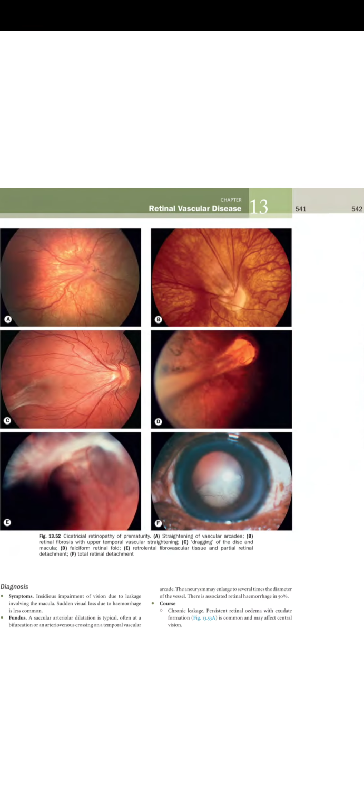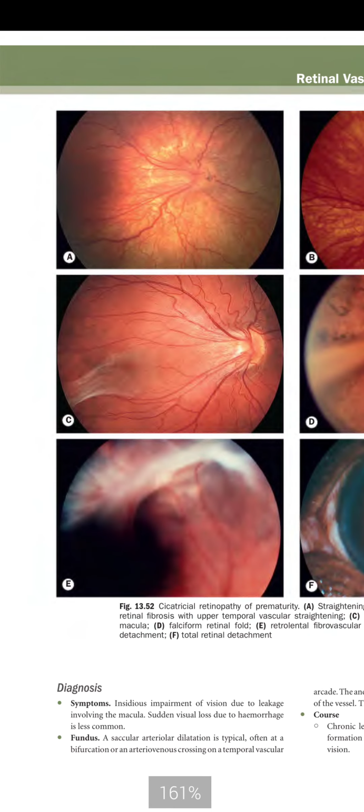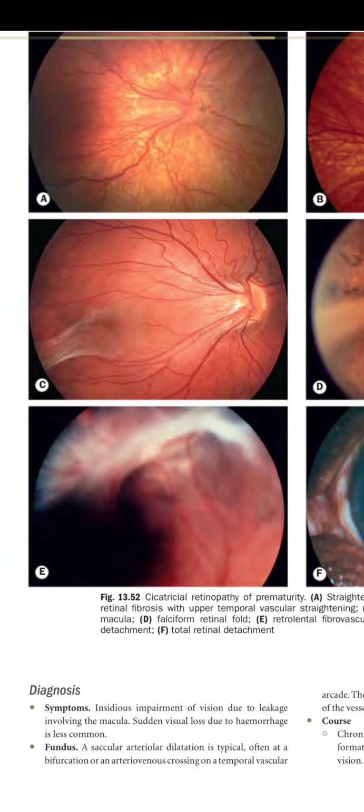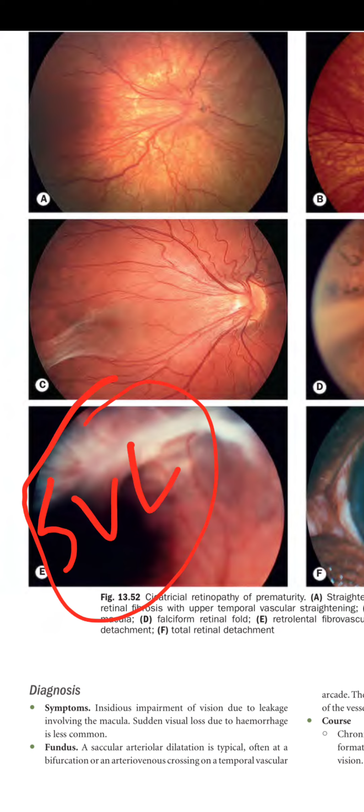So how do you diagnose a case of retinal artery macroaneurysm? Symptoms include insidious impairment of vision due to leakage involving the macula. Sudden visual loss due to hemorrhage is less common, but it can occur. So there is leakage causing impairment of the macula.